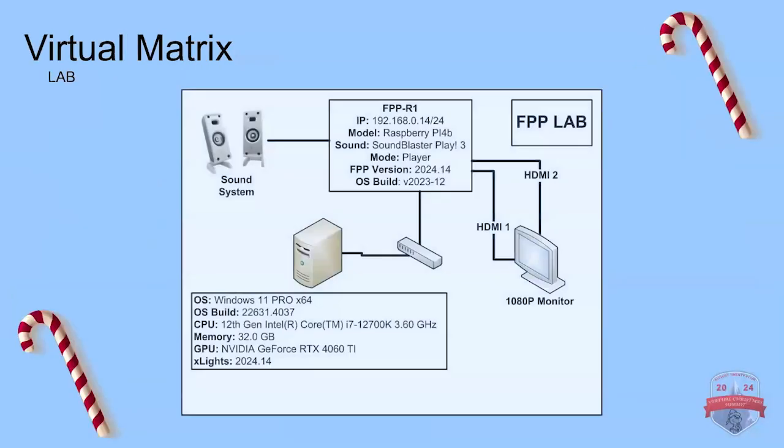So, okay, this is the lab. It's not very complicated. Essentially, I've got one Raspberry Pi, a Pi 4B, hooked up, and it's a player. Then I've got a desktop that can communicate with it, running xLights on Windows. And then I have a monitor hooked up to the Raspberry Pi HDMI ports. I can flip the monitor back and forth, but my plan is to only leave it on the lower resolution at this point in time when we get to a live demonstration.